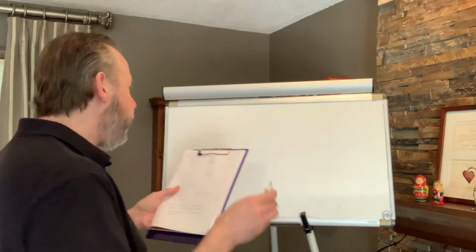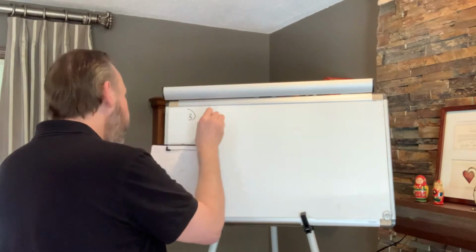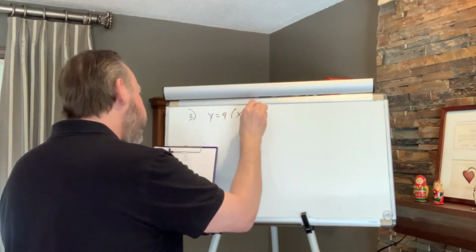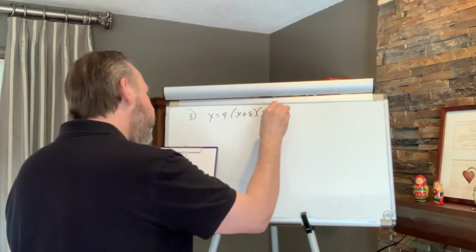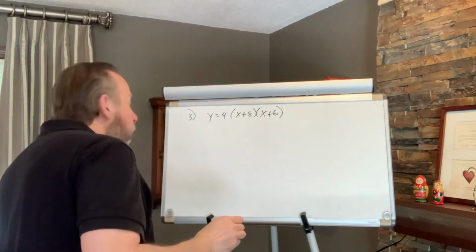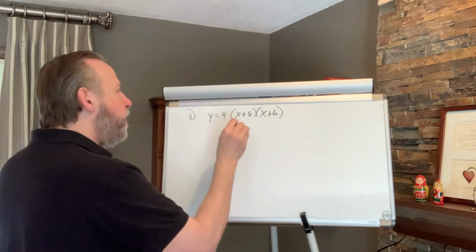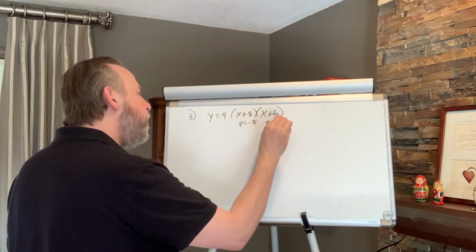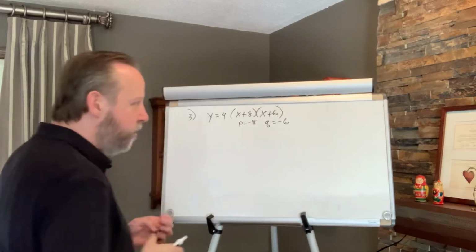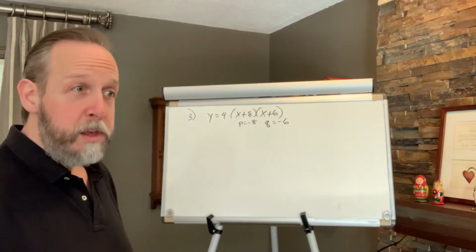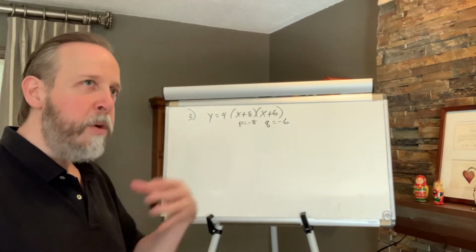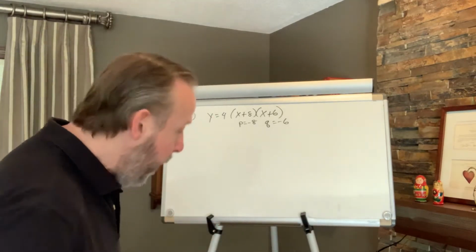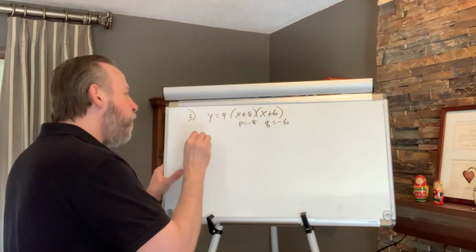The last prompt you had to do, number 3, y equals 4 parentheses x plus 8, x plus 6. All right, so again, identify P and Q. P is -8, Q is -6, so not too difficult. Hopefully, maybe even you could skip a step and say, hey, what's between -8 and -6? It's going to be -7. But if you aren't able to do that, it's no problem.